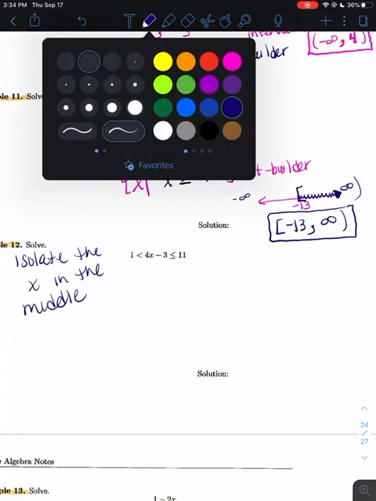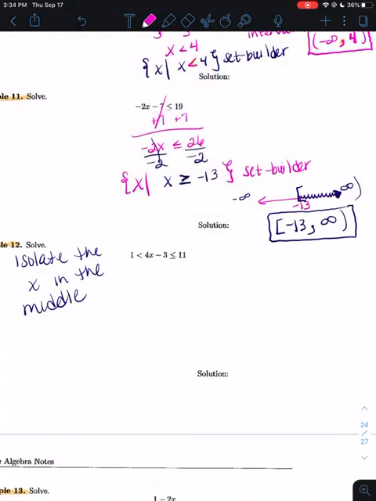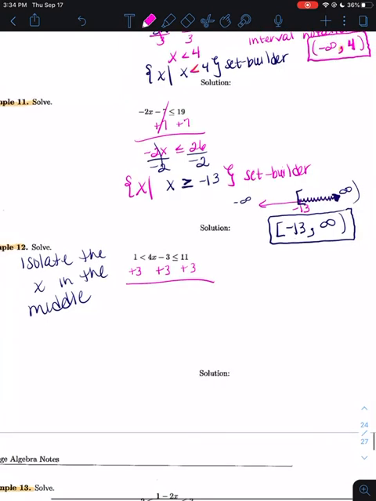So first thing I want to do is get rid of that minus 3. To get rid of minus 3, you need to add 3. But you can't just add 3 to the middle. You have to add 3 to both sides also. So all 3 places you have to add a 3. 1 plus 3 is 4, less than 4x, because the 3's will cancel out, less than or equal to 14.